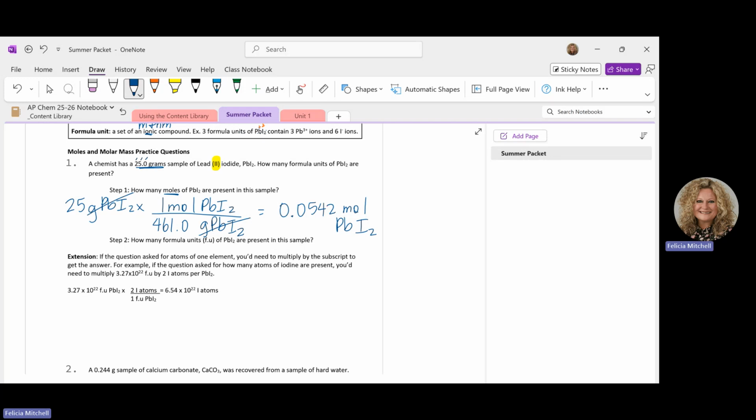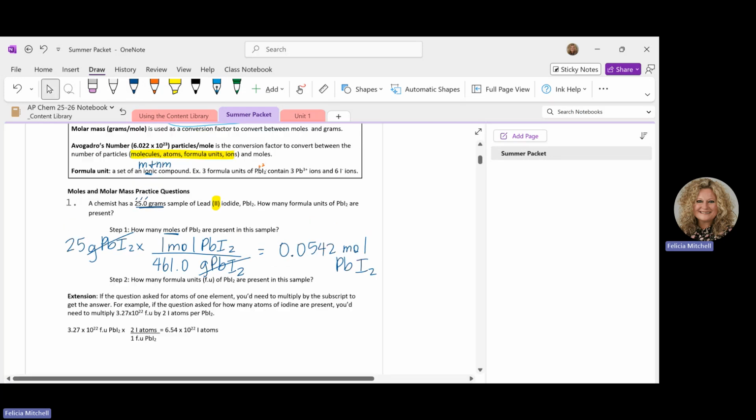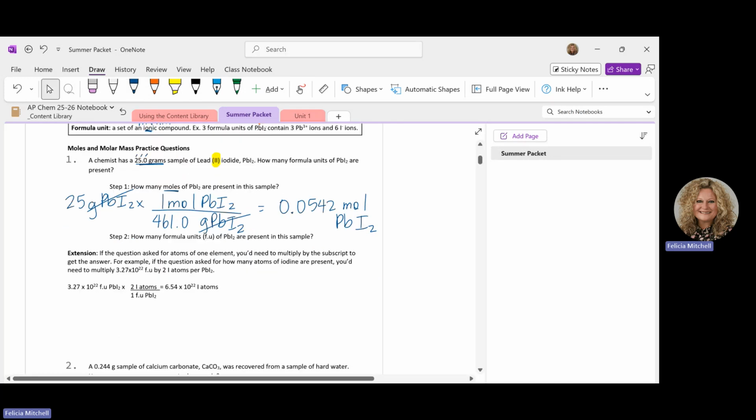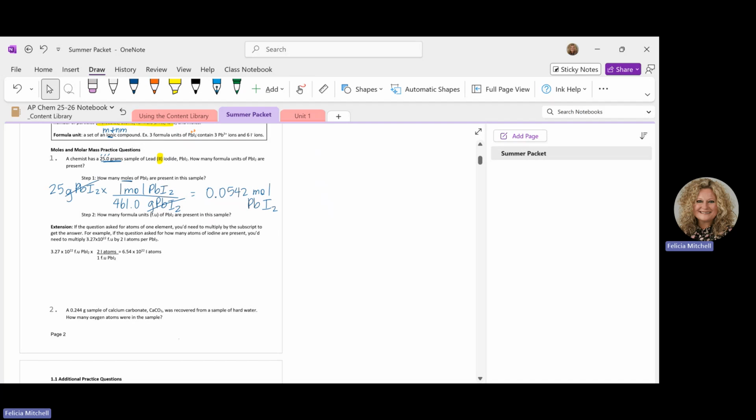And then it says, okay, well, then how many formula units would be in that? Remember I told you up here that there are 6.02 times 10 to the 23rd formula units in 1 mole of substance. So now I want to go from moles to formula units. 1 mole is 6.02 times 10 to the 23rd formula units, and that cancels out moles and gets me to formula units. You're going to get 3.27 times 10 to the 22nd formula units.